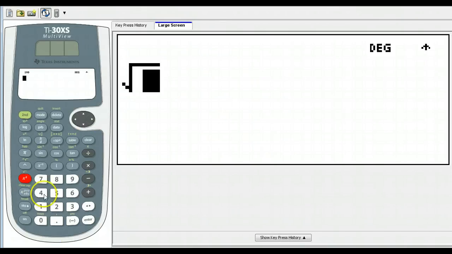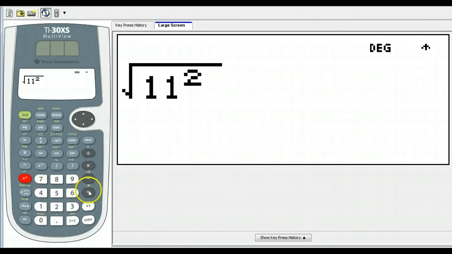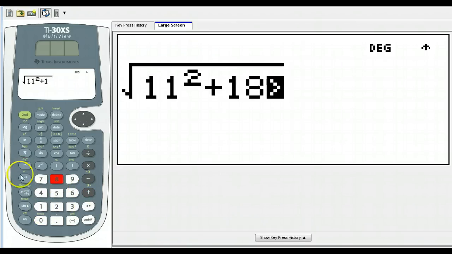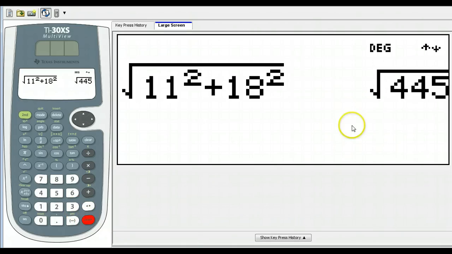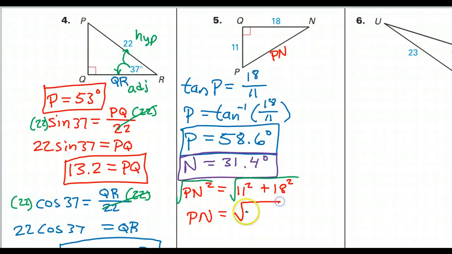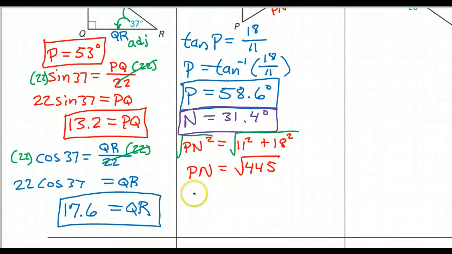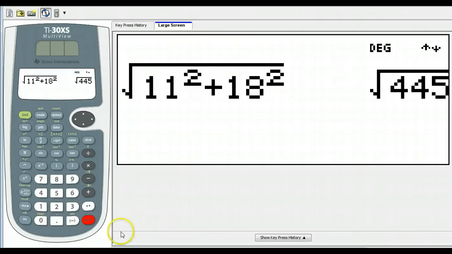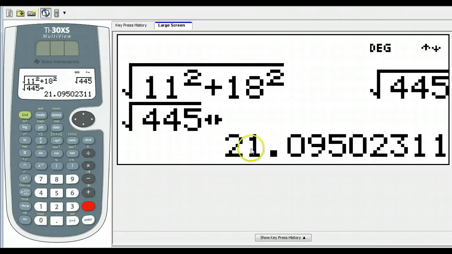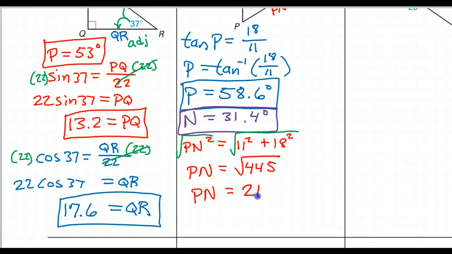So here we go, square root of 11 squared plus 18 squared. So that's radical 445. I'll go ahead and write that down. All right, apparently that doesn't simplify anymore. But the directions did say let's give it the nearest tenth. So we can go ahead and decimalize that by hitting the toggle button. So 21.1 is the length of PN.